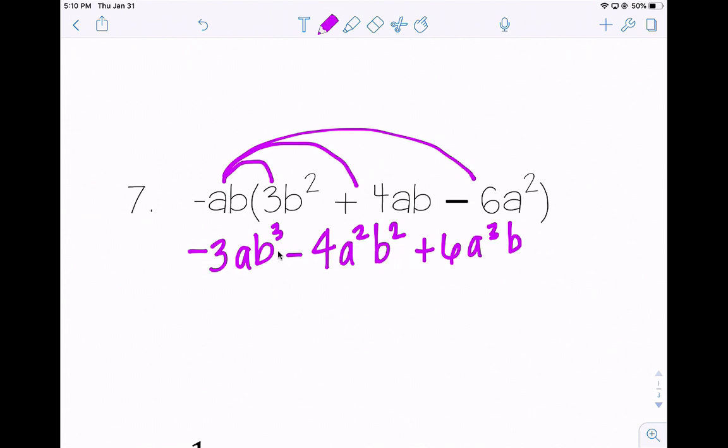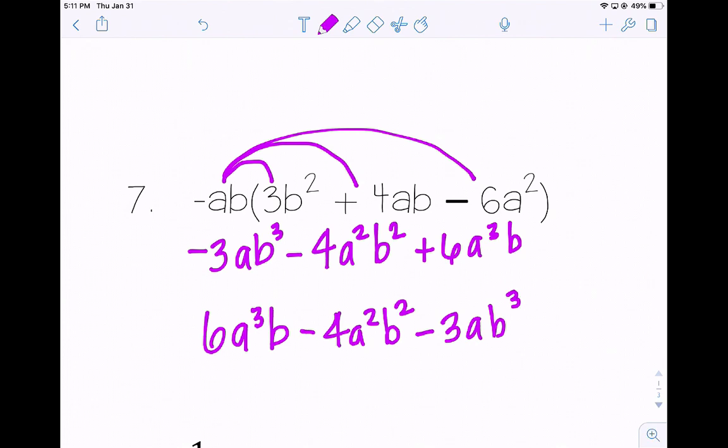This one we actually would rearrange because we have a here and then a squared and a cubed. This a cubed should come first. The highest degree of the first letter in the alphabet should come first, and then this one, and then this one. This answer is not wrong. We just normally would rewrite it with the highest degree first. So if I rewrote this, the final answer would be 6a cubed b. Then this one that has a squared next, so minus 4a squared b squared. Then the last one, which just has a with a 1 exponent, so negative 3ab cubed.